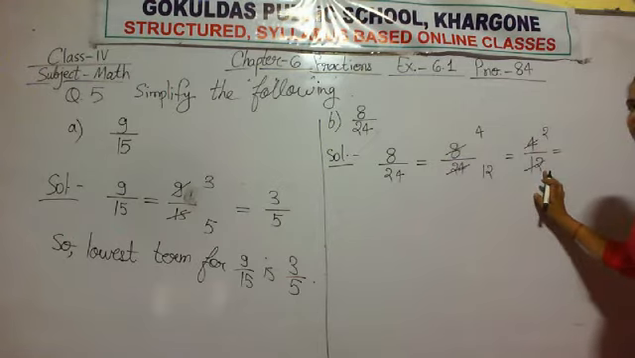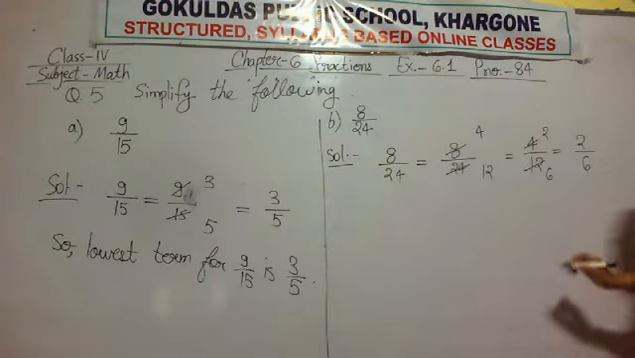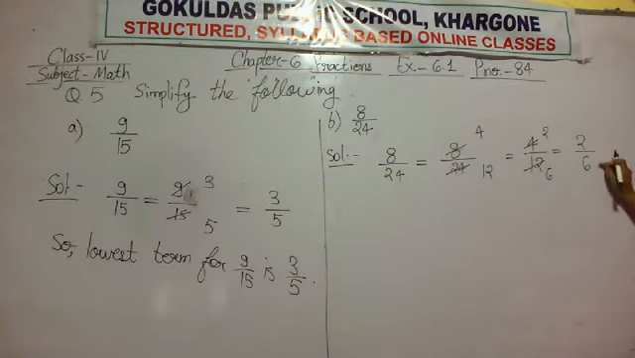If I divide this 12 by 2, my result is 6. So now my new number is 2 upon 6. Now this 2 and 6 both are even numbers and divisible by 2. So I am going to divide it. If I divide 2 by 2, my answer will be 1.